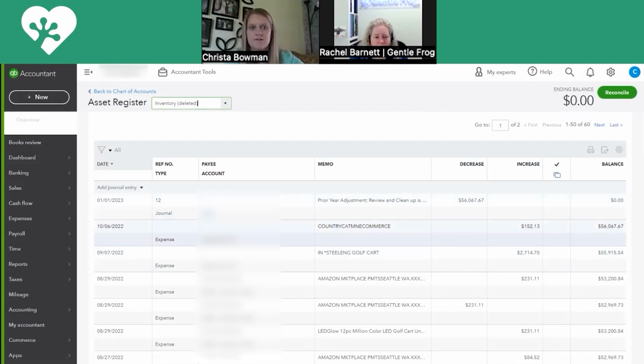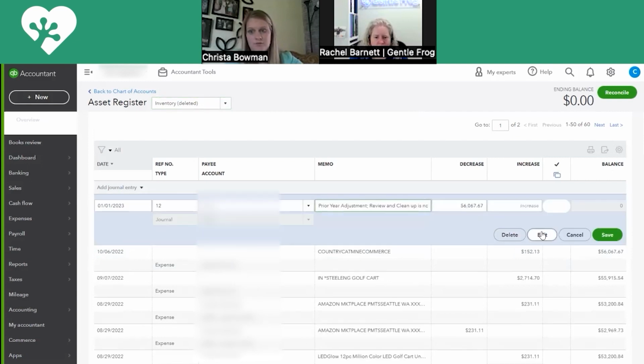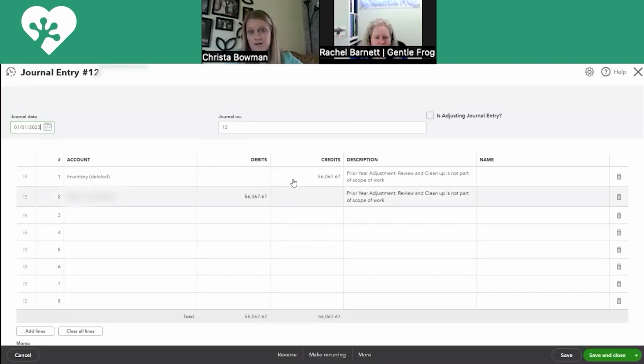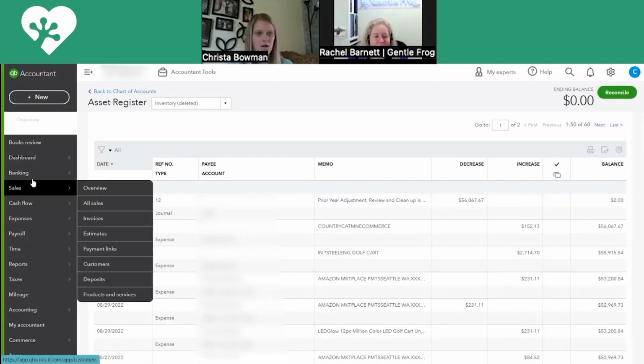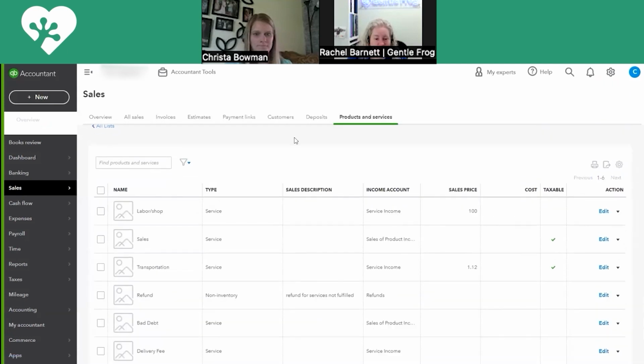This 56,000 is what he was ending the year with, and I made a journal entry to transfer it over to cost of goods sold. Is that accurate? I didn't know what to do with it. Was his inventory set up? Can you go to products and services? This is what I'm worried about. Was it set up as an inventory? It's going to be way easier just to look and see. So your logic is sound.